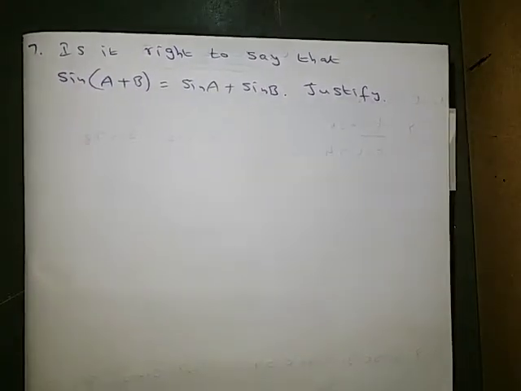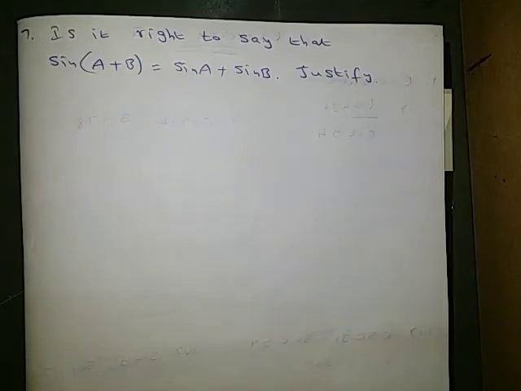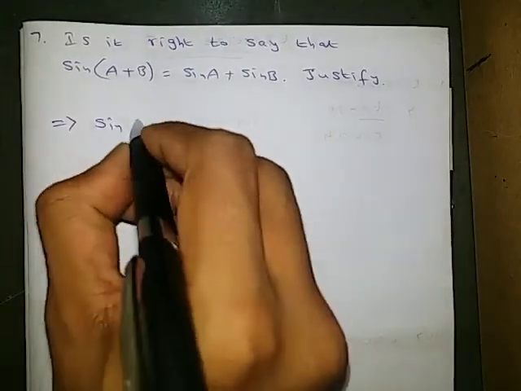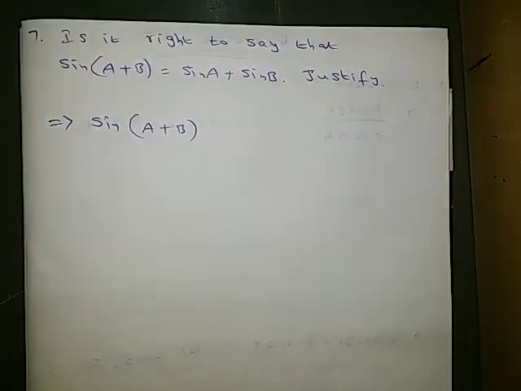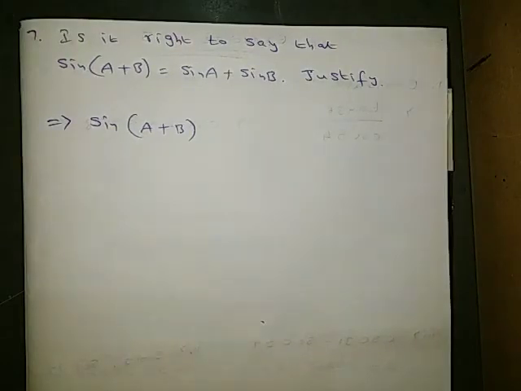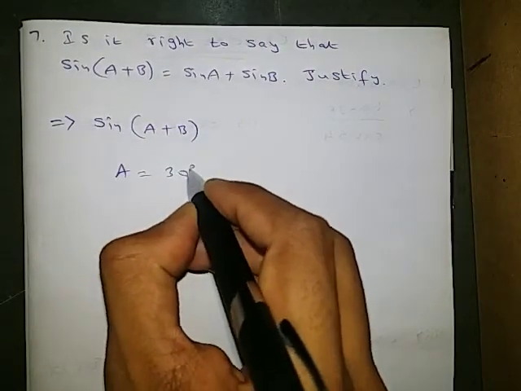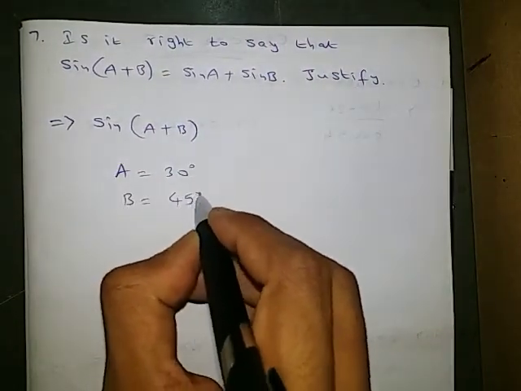Okay, let's move to the next question. The next question is: is it correct to say that sine of A plus B is equal to sine A plus sine B? Then justify that answer. Okay, let us check once. First LHS I am taking, that is sine of A plus B. Here no angle is given, so I will take some angles of my own. Angle A I am taking as 30 degrees and angle B I am taking as 45 degrees.